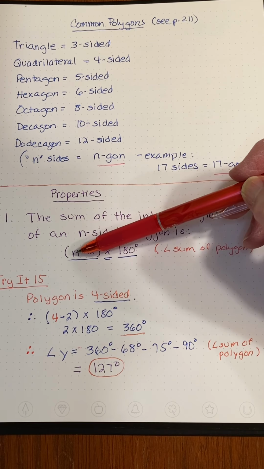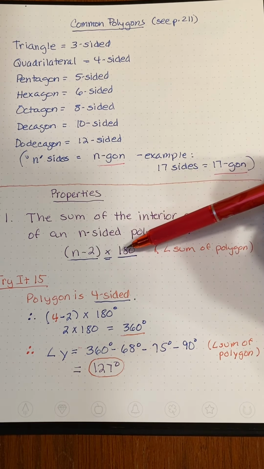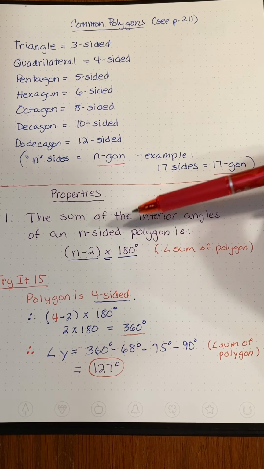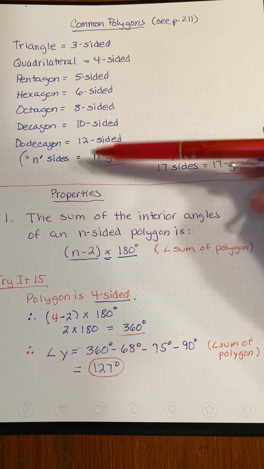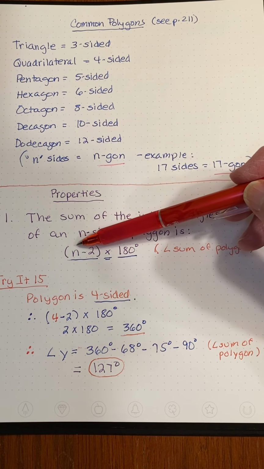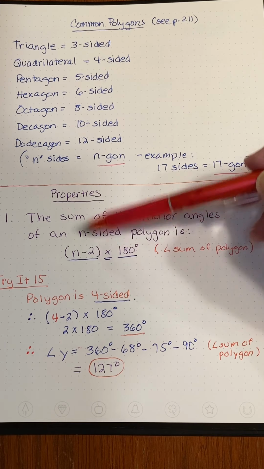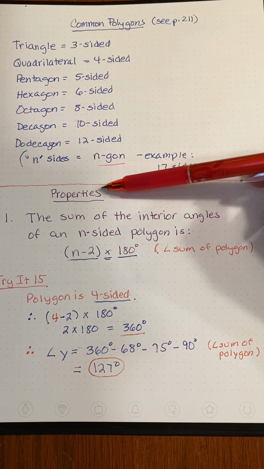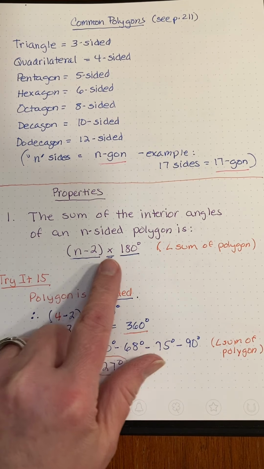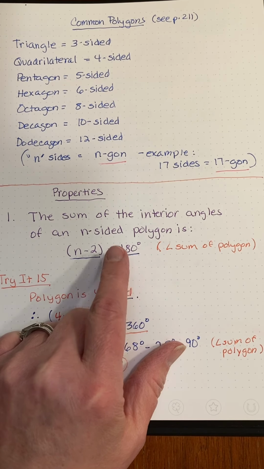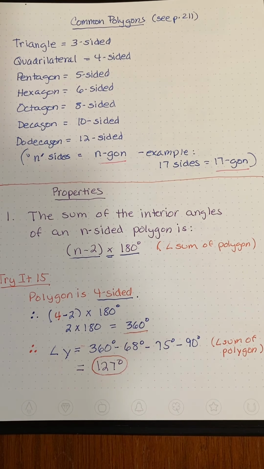So, for example, if you had a triangle, you would put 3 here because it's 3 sides. 3 minus 2 is 1. 1 times 180 is 180. And we know the 3 angles of a triangle total 180 degrees. So as you substitute the sides here, subtract 2. For example, the dodecagon has 12 sides. So 12 minus 2 is 10. 10 times 180, 1,800 degrees, is the sum of all the 12 angles of that dodecagon.